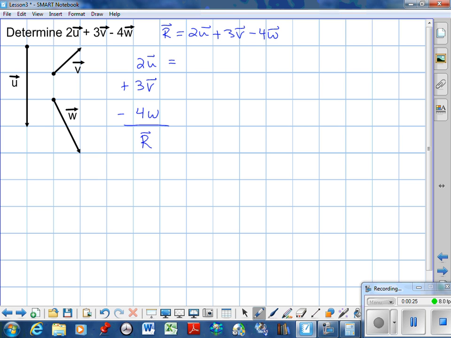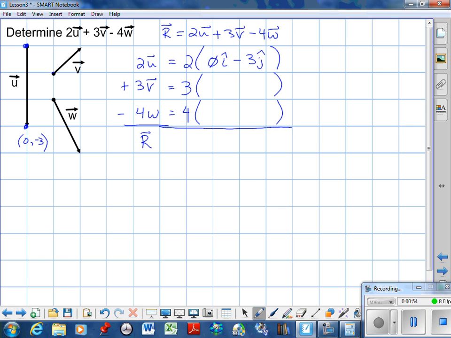I know that 2u is equal to 2 times the u vector, 3 times the v vector, and this is going to be 4 times the w vector. So now I just got to figure out or break down u, v, and w. So u, here's my starting point. What would the coordinates be here? It would be 0, negative 3. So it would be 0i minus 3j.